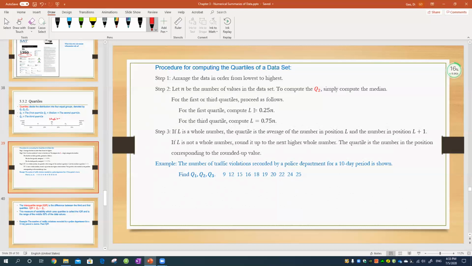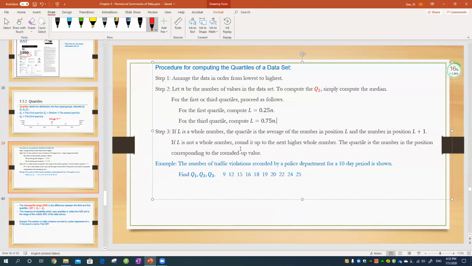We use L to represent the position. For the first quartile, we're going to use 0.25 times n, how many numbers we have in the data set. For the third quartile, we use 0.75 and multiply it by the sample size. So that's the third quartile.